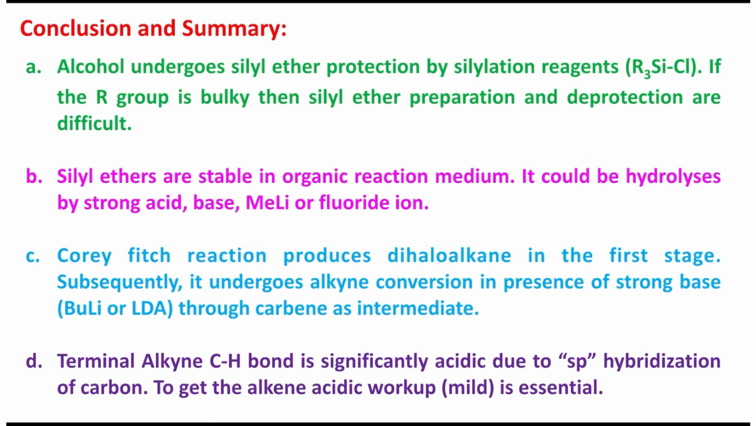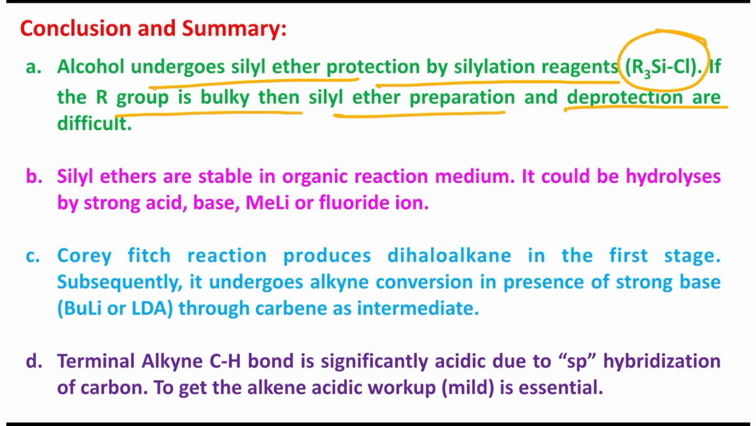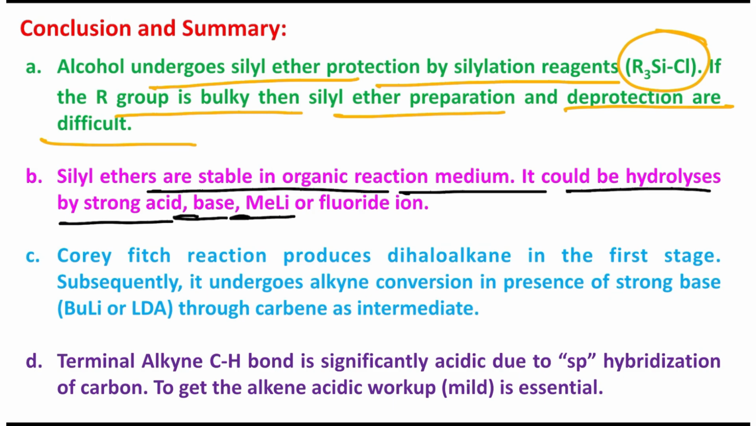Now in conclusion, what you have learned today is that alcohol can undergo silyl ether protection by a silylation reagent like R3SiCl. If the R group is bulky, then silyl ether preparation and protection both are difficult. So you may consider that if protection is difficult, then deprotection is also difficult. And these silyl ethers are stable in organic reaction medium, and they could be hydrolyzed by very strong acid or strong base or methyl lithium or fluoride, and my personal choice is fluoride because it's milder.